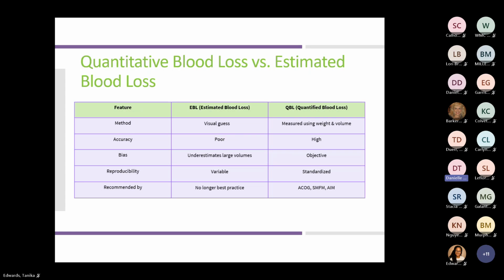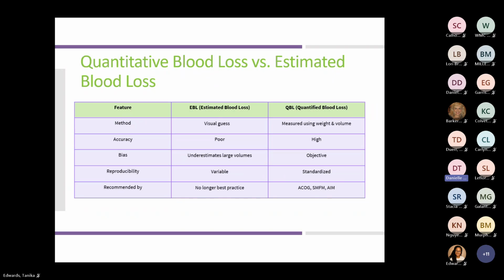So when you look at the accuracy between the two, we know for a fact that estimated blood loss, as good as we may think we are, is still poor in comparison, where quantitative blood loss is going to have that high accuracy that we're looking for. In terms of bias, it's very hard to be biased with quantitative blood loss because it's very objective. It weighs what it weighs. The numbers are the numbers. However, again, there's that layer of underestimating that comes with estimated blood loss, especially in large volumes.